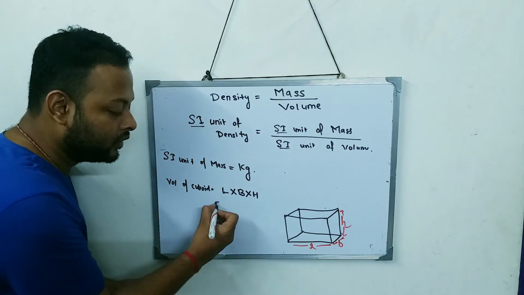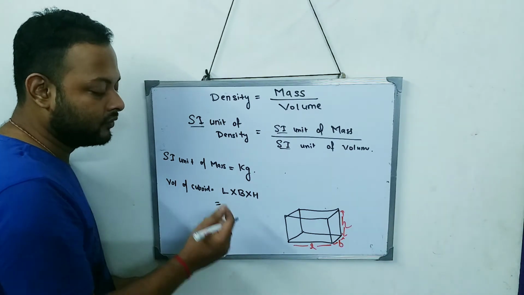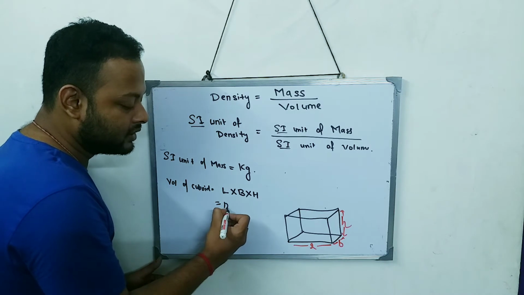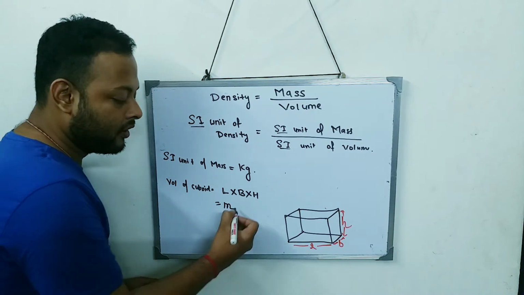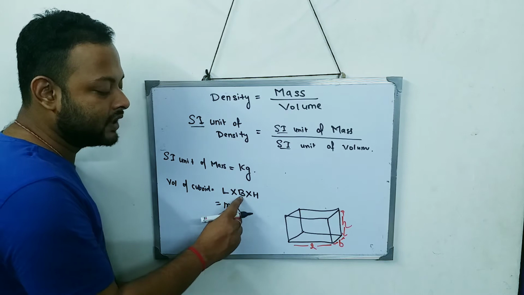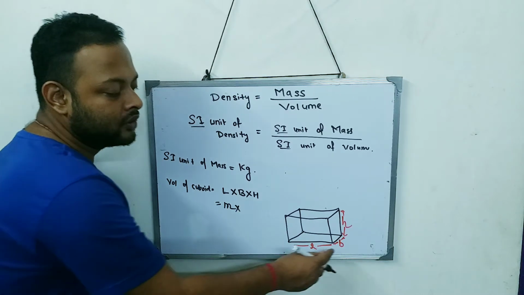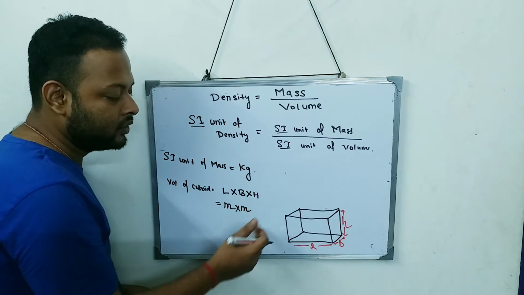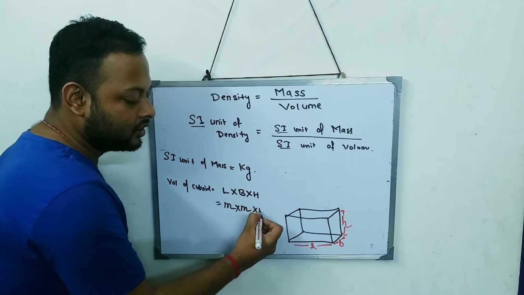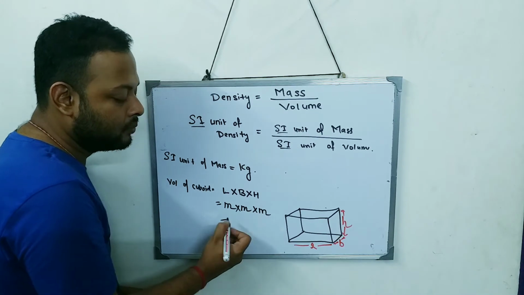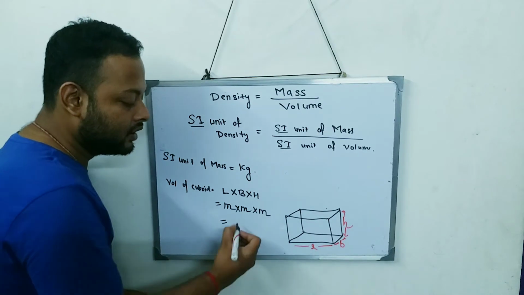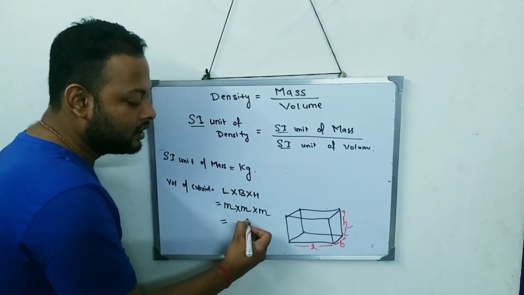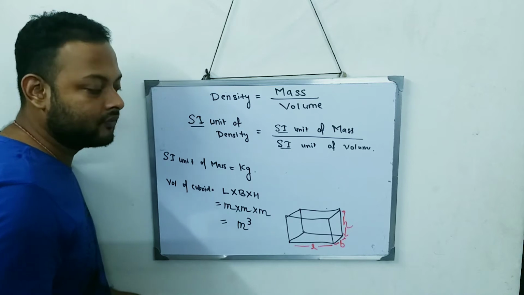So if I have to know the SI unit, what is the SI unit of length? SI unit of length is meter, into what is the SI unit of breadth? SI unit of breadth will also be meter. What is the SI unit of height? SI unit of height is also meter. So meter into meter into meter gives you meter cube, meter to the power of 3.